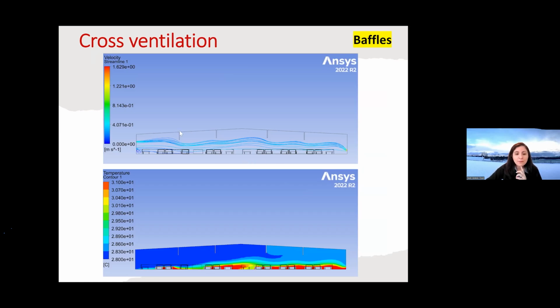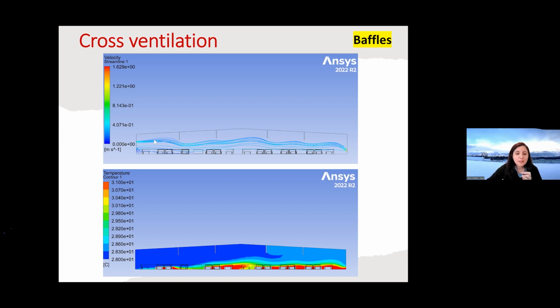Okay, so I wanted to show you this one. This is the cross-sectional view. These are my baffles. I have 4 of them: 1, 2, 3, 4. These baffles increase the static pressure inside the barn, but at the same time, they help with the velocity a lot. So in my opinion, they are a very good idea.